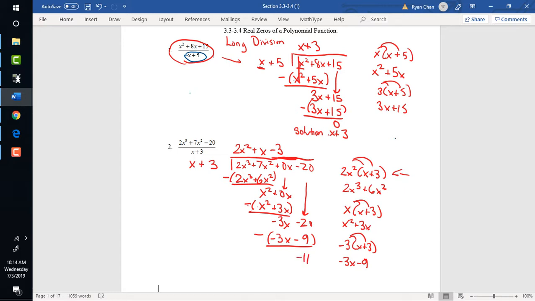The way I'll write my solution is my answer is 2x squared plus x minus 3. Now I have a remainder left over, and I have negative 11 over x plus 3. Okay? And remember this too, the top number should be a remainder in that it should be a smaller degree on the top than on the bottom. So we're okay, because 11 is degree 0, x is degree 1, so that's appropriate. I can't have something like x cubed on top and x on the bottom, okay?